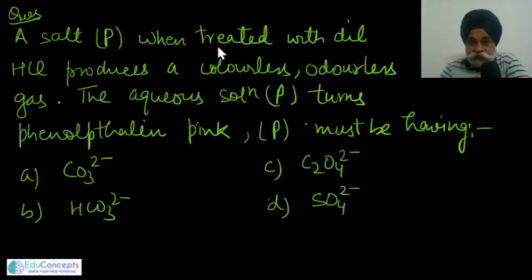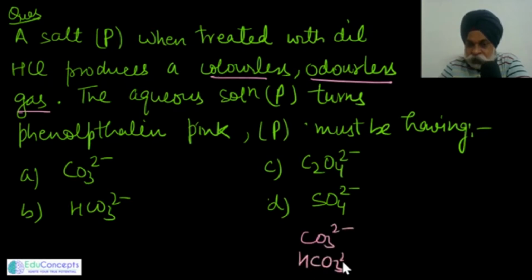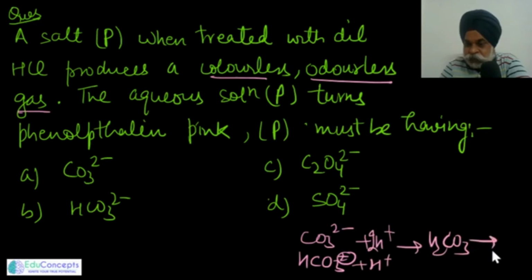A salt P when treated with dilute HCl produces a colorless, odorless gas. As soon as you see a colorless, odorless gas, definitely it would be coming from carbonate or bicarbonate, because carbonate or bicarbonate, by taking H positive, change into carbonic acid. This takes 2H positive, this takes 1H positive, and this then changes into carbon dioxide and water. And carbon dioxide is a colorless, odorless gas.